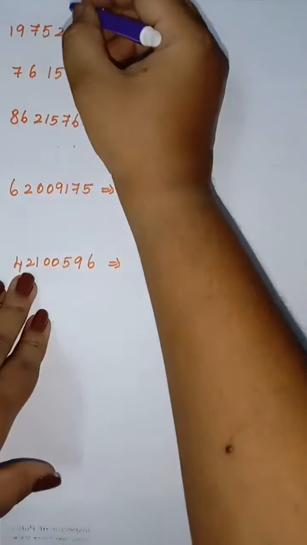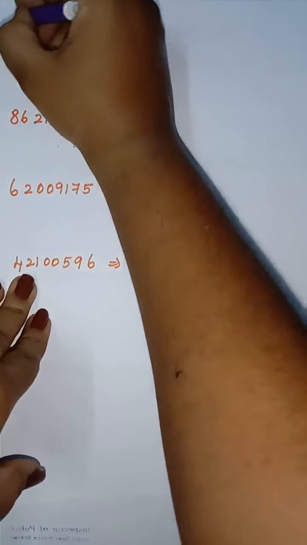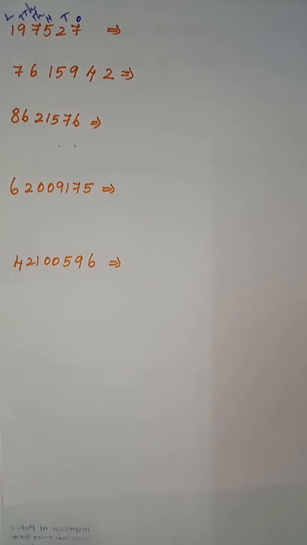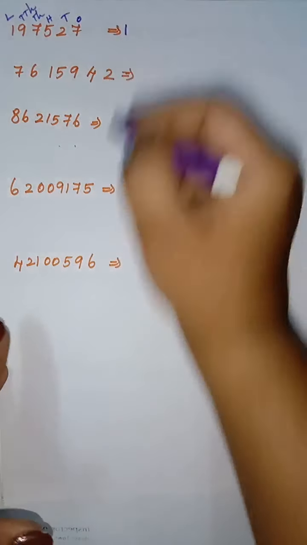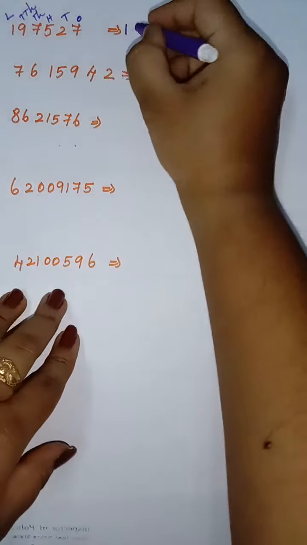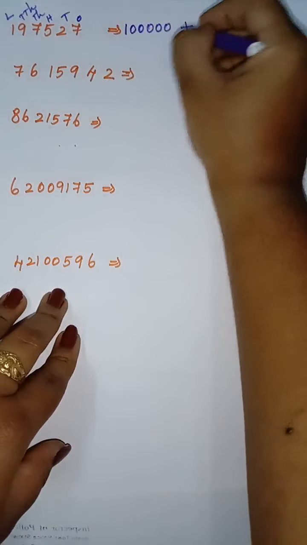So, the place values I am going to write are ones, tens, hundreds, thousand, 10,000, lakh. Now, the first digit is 1. The place value given for that is lakh. For lakh, how many zeros will there be? 5 zeros. So for lakh, 5 zeros. Next, the plus symbol.